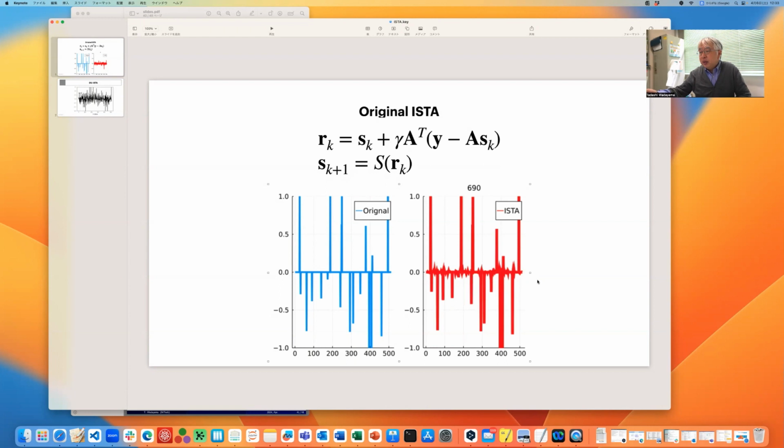Now we have reached iteration 750. Now the reconstruction becomes very nice, but we can still see some noisy signal around value zero. Now we have reached 1,000 iterations. Okay, this is the reconstruction behavior of the original ISTA. It works well, but the convergence is very, very slow.